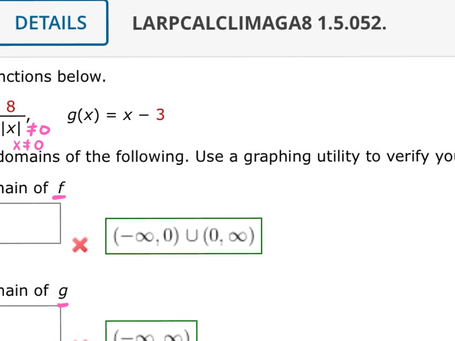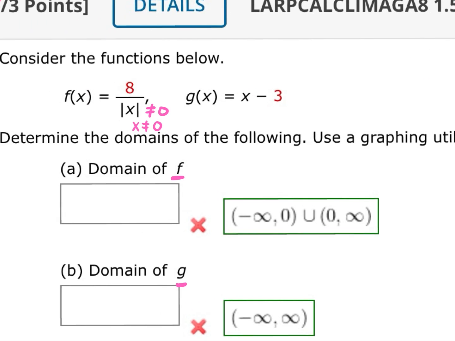If we had something like, let's say, 1 over x plus 5, we would set x plus 5 not equal to 0 and then solve for x. So here, x does not equal 0. So we have to write that in interval notation. We're talking about all numbers. If I had a number line here, we're talking about all numbers except 0. I have a hole at 0. So from negative infinity to 0 with the parentheses, and then from 0 to infinity. So that's our domain for f.